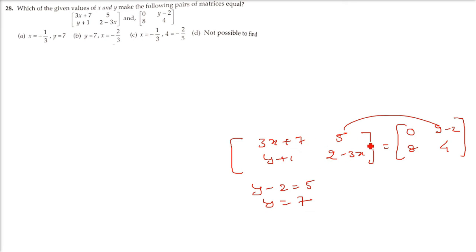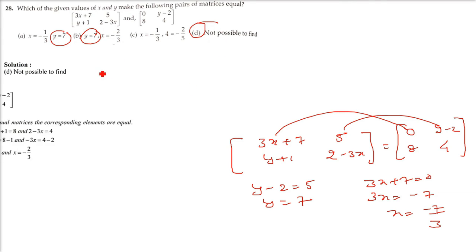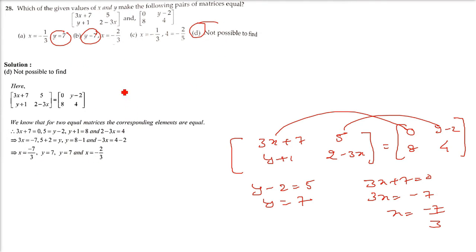And you can take any of these. Let us take this one. 3x plus 7 equals 0. x will be equal to minus 7 by 3. Also 2 minus 3x equals 4, so that will give you another value. See, y is 7, but what about x? x is giving us two values, minus 7 by 3 and another value. So it is not possible.